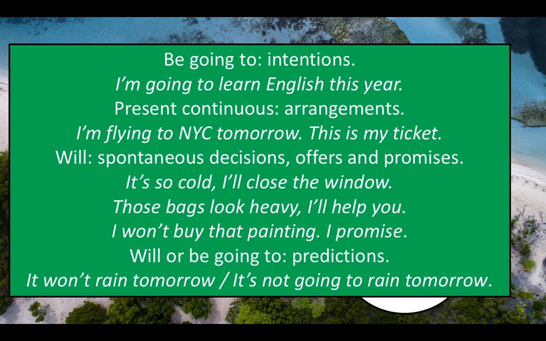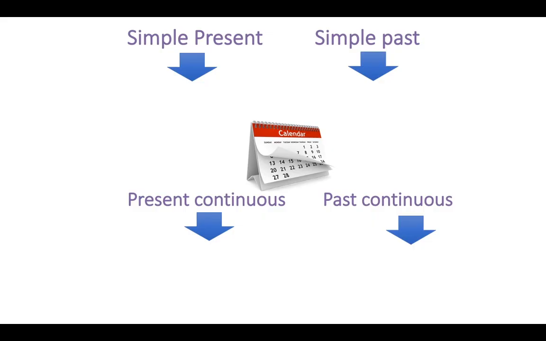And we use will, or we use be going to, for predictions. It won't rain tomorrow is a valid prediction, and it's not going to rain is also a valid prediction. So, that is the use of different grammar structures to talk about activities and the future. Let's make one last little review. The simple present. What do we use the simple present for?